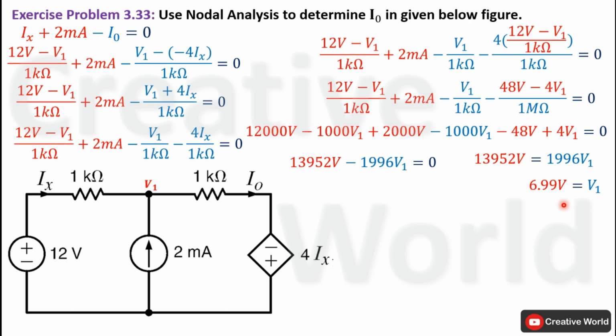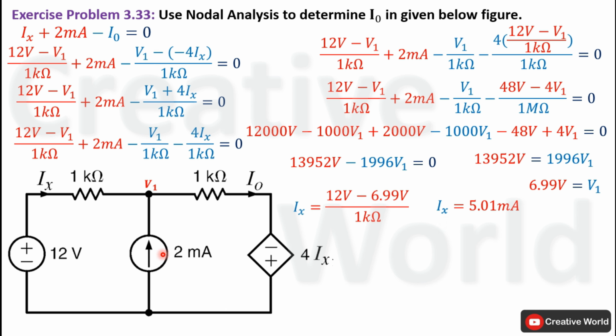After calculating the value of V1, we can calculate the value of current Ix, that is equal to 12 volt minus V1 divided by 1 kilo ohm. So Ix will be equal to 12 volt minus 6.99 volt divided by 1 kilo ohm. Here V1 is replaced with 6.99 volt. Now we will subtract 6.99 volt from 12 volt and divide the answer with 1 kilo ohm. So the value of current Ix will become 5.01 milliampere.